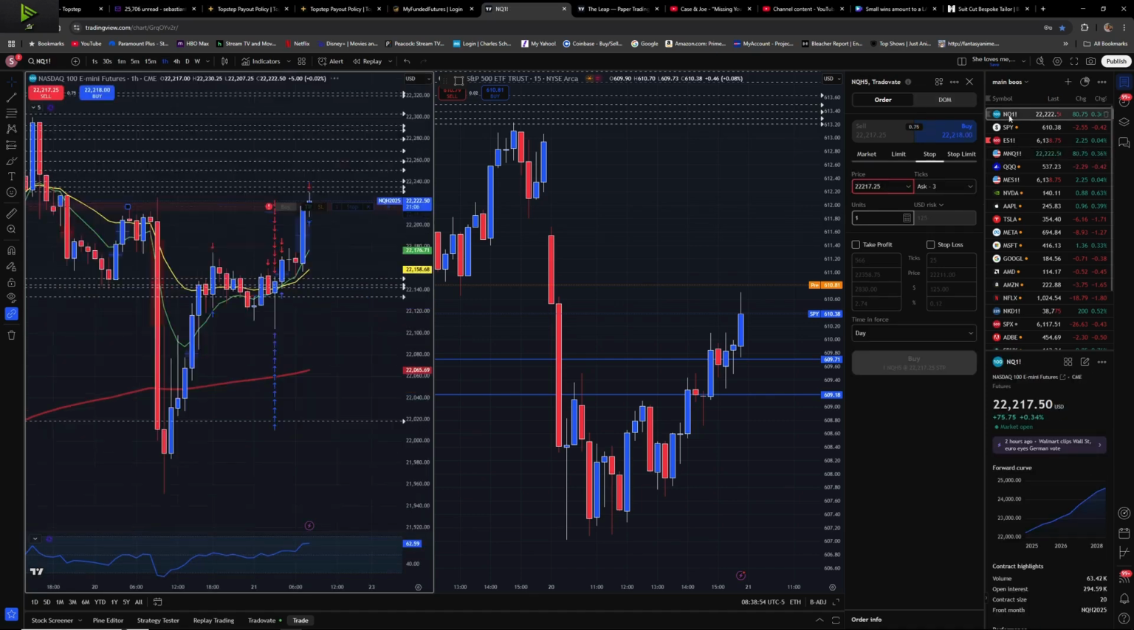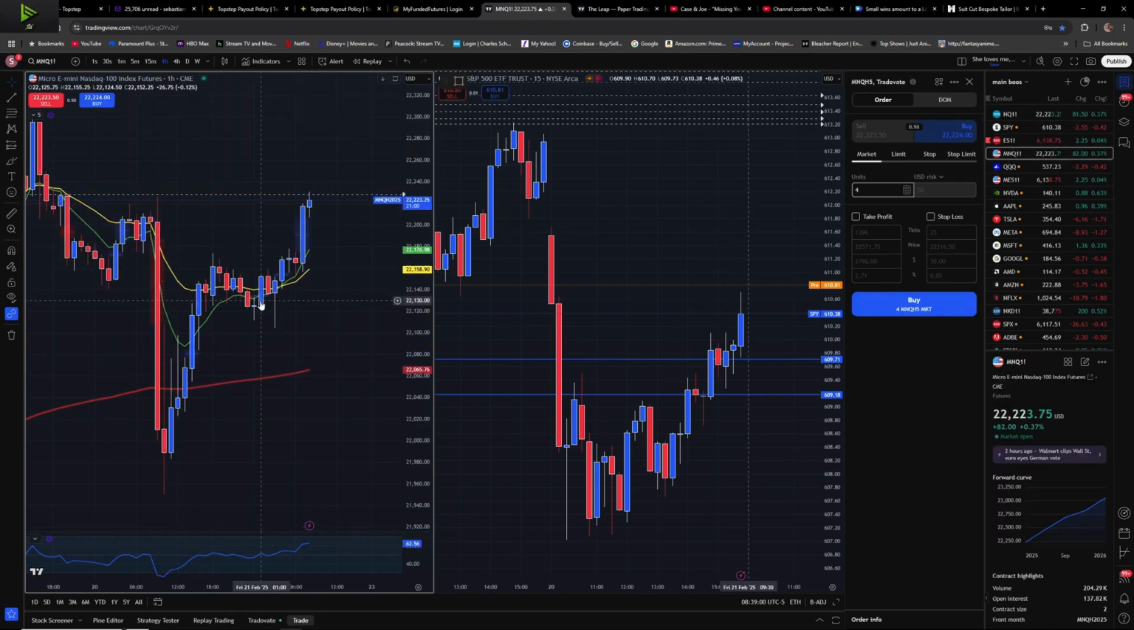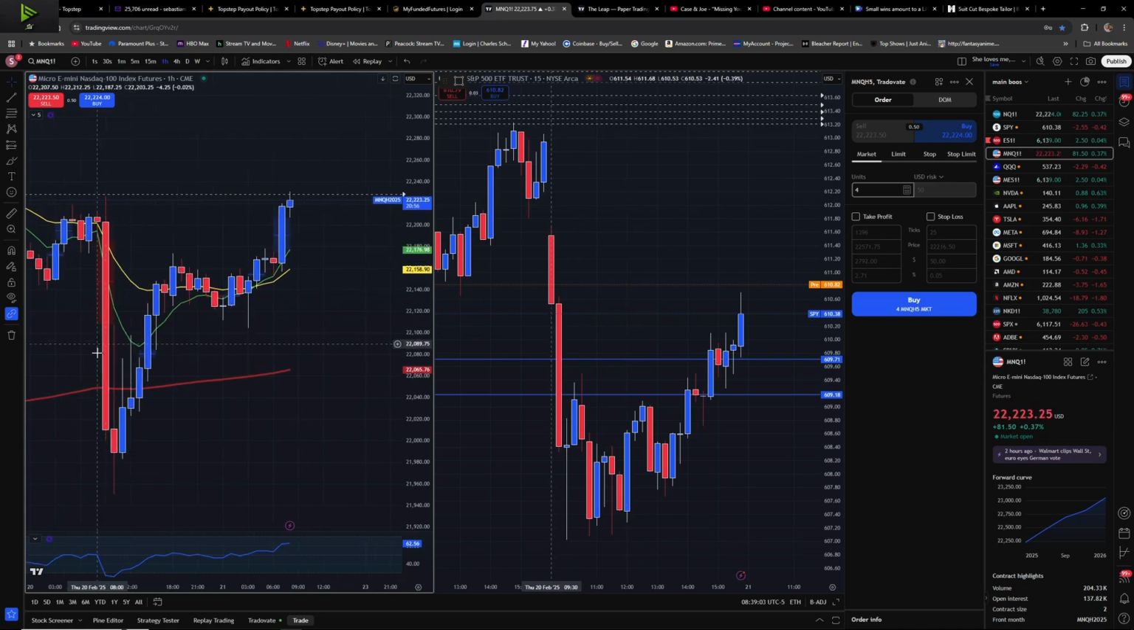It's a little busy on that screen, which is why I'm over here. Fell all the way to the demand zone, as you can see over there. Back to MNQ, so it's nice and clean. I've been taking trades all throughout these hours. So pushing down, pushing down, pushing down. Came up through the 200 EMA on the 1 hour.